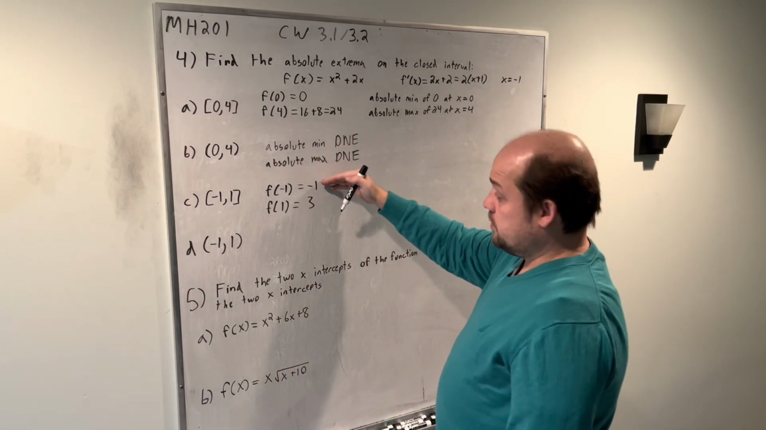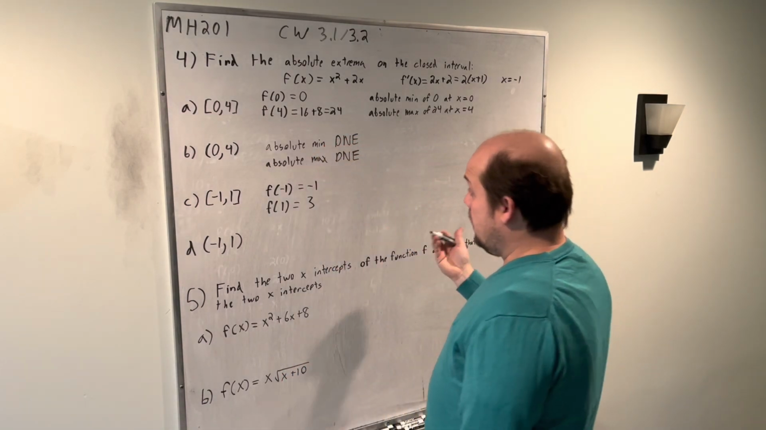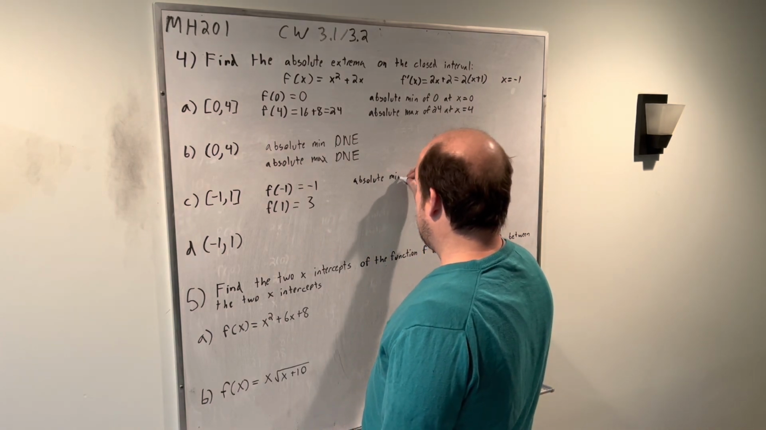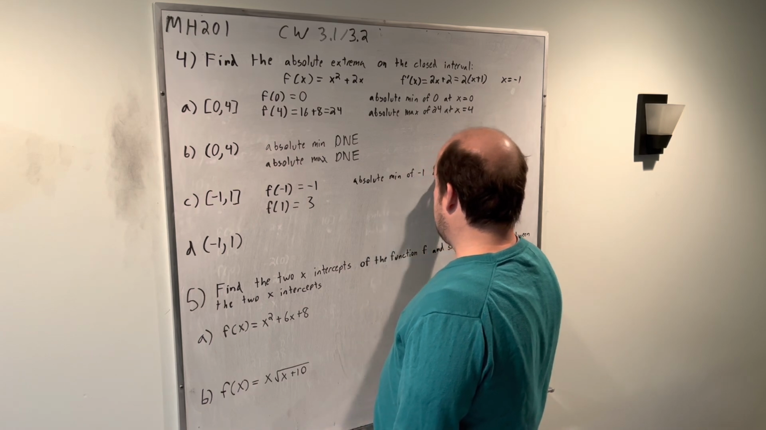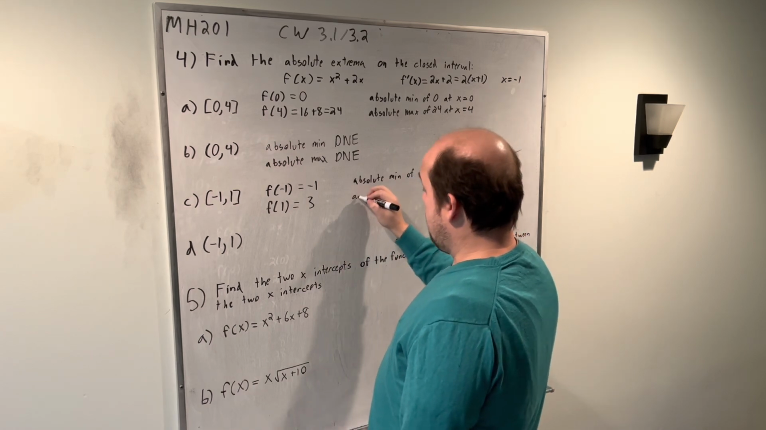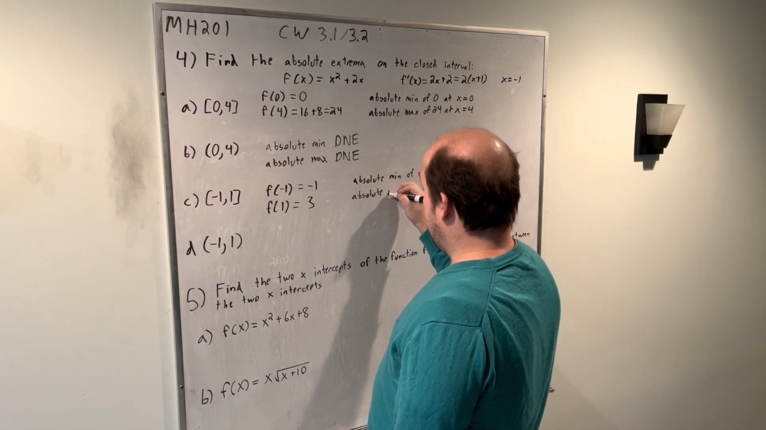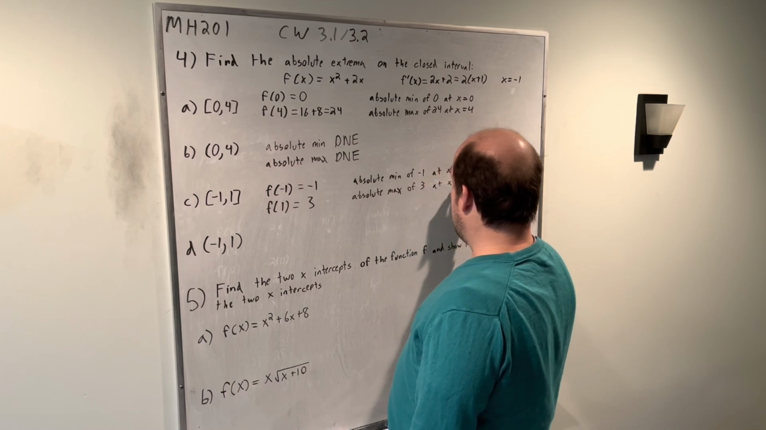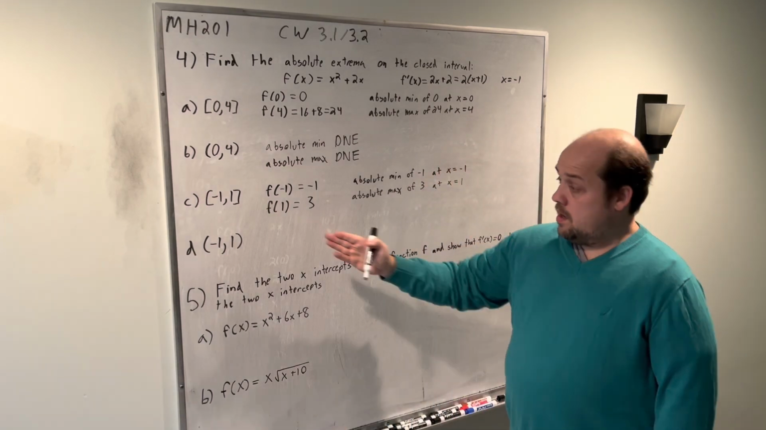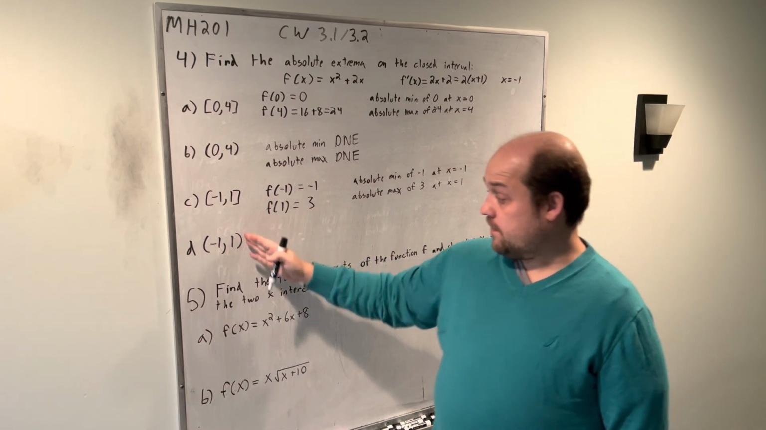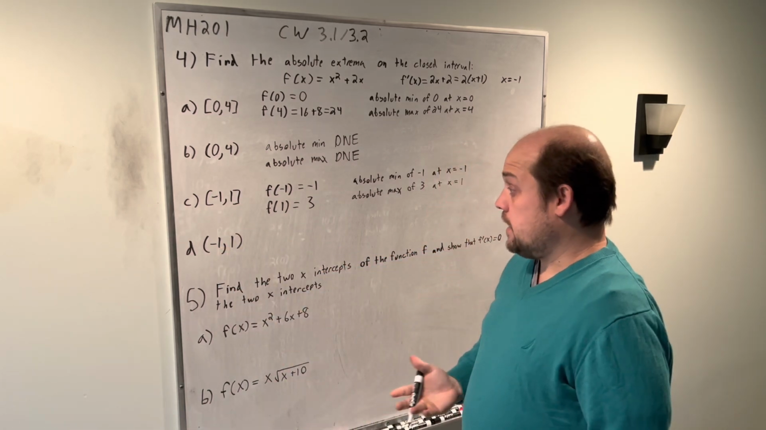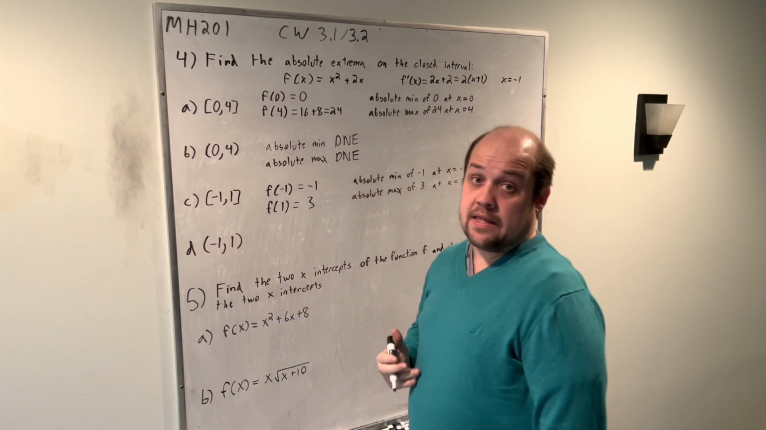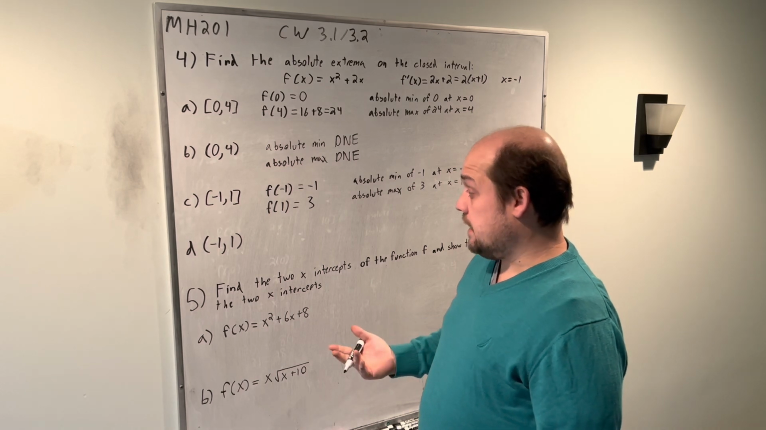So I found an absolute min, I found an absolute max. I'm going to list them. Absolute min of negative 1 at x equals negative 1. Absolute max of 3 at x equals 1. Again, when I get down to D and I have the two parentheses, I cannot use either of those answers because these two endpoints aren't really within the interval. So this is going to be another DNE situation.